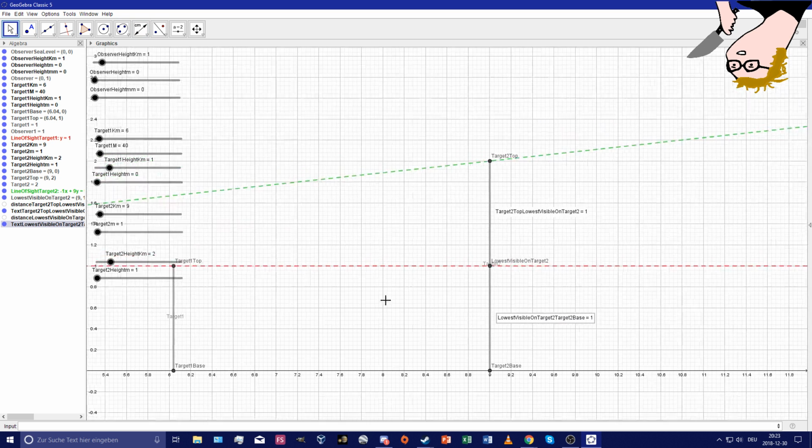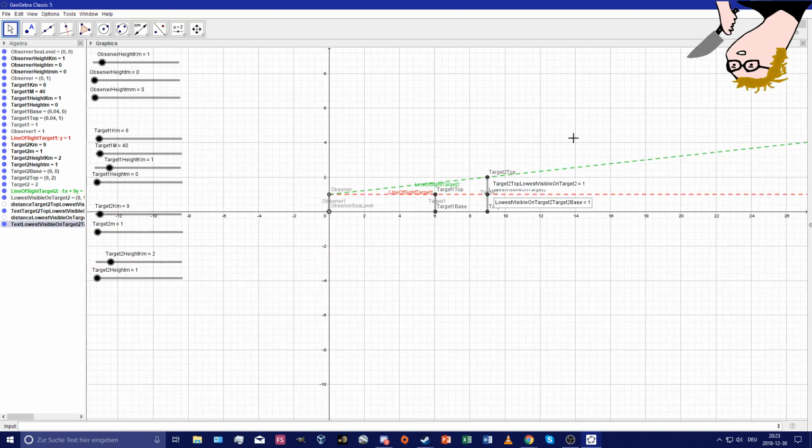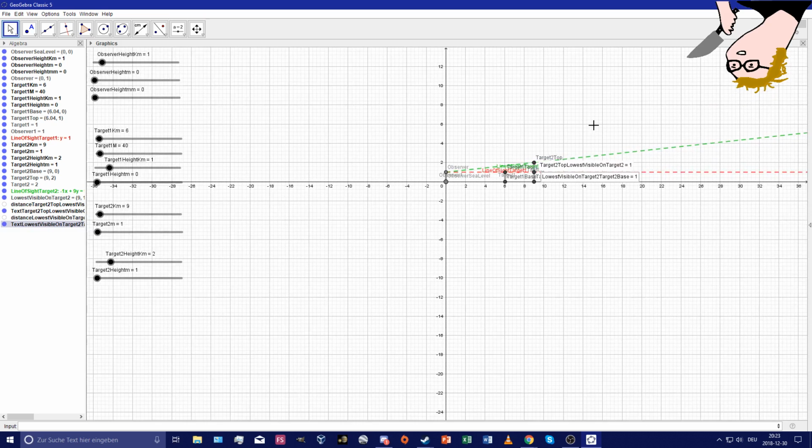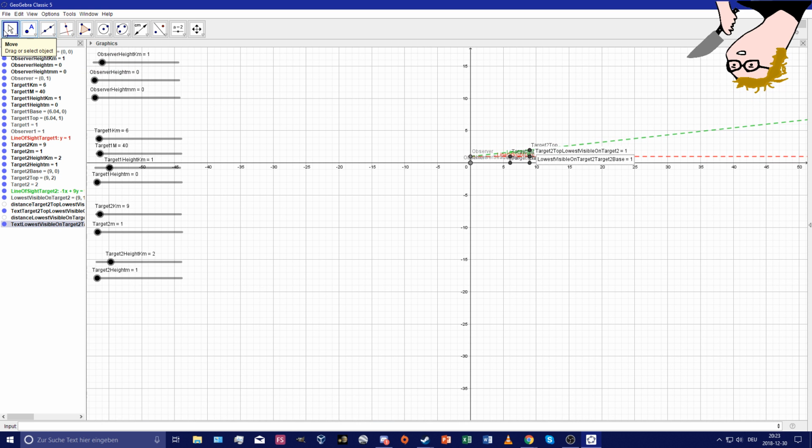Okay, so what we got here now is actually a flat Earth prediction that tells us how much we would be able to see of Mount Rainier when Mount St. Helens is in the front. Or was it the other way around? I think Rainier was the bigger one, wasn't it?